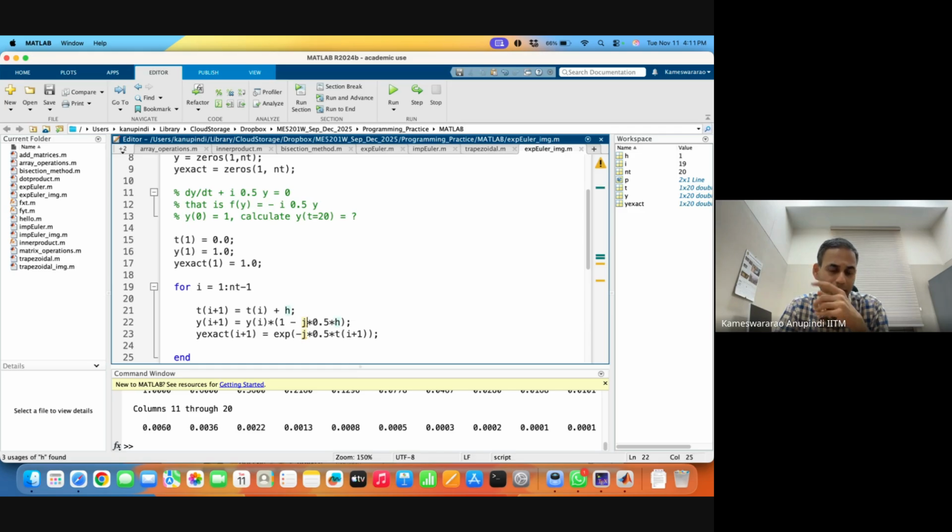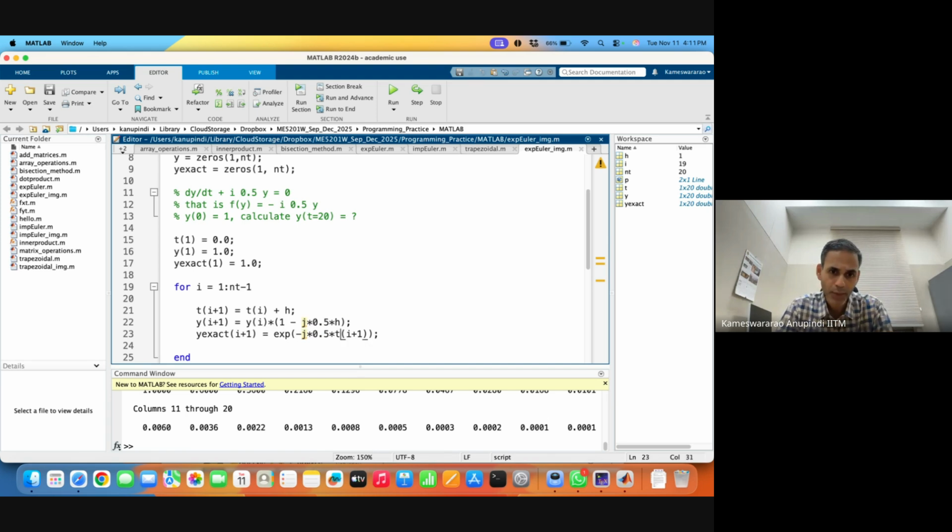Both i and j are complex numbers. They're square root of minus 1. Because I'm already using i here, I'm using j to represent the complex number. So this is the j. That means in an explicit method, we have y_{n+1} = y_n times (1 + lambda h). But then here my lambda is minus i times 0.5. So this is going to be 1 minus j times 0.5 h is what I would get.